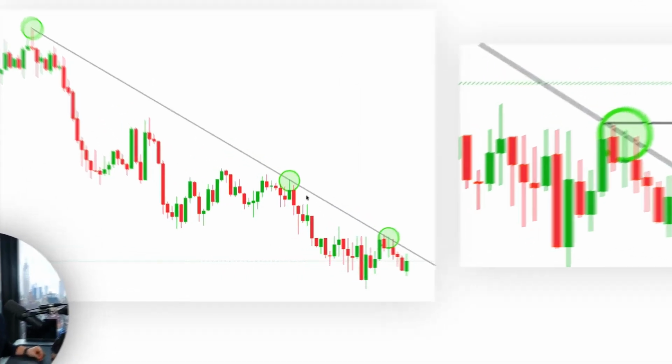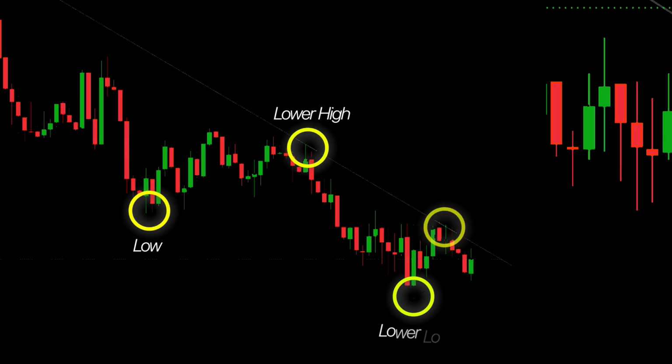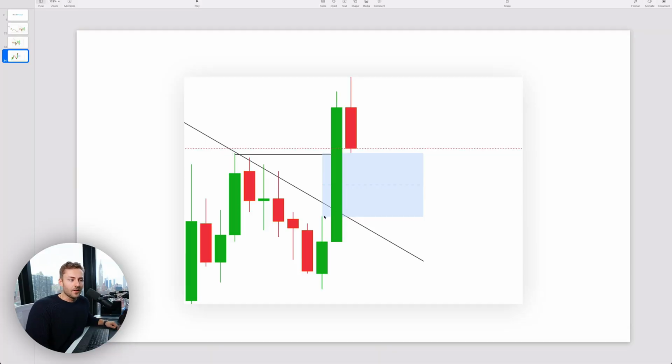So a change of character is basically where we have a lower low, lower high, lower low, lower high, fail to break lower, and then this swing point is being broken up, and now we have a new high. This also needs to produce a fair value gap candle where we're seeing this overlap area.